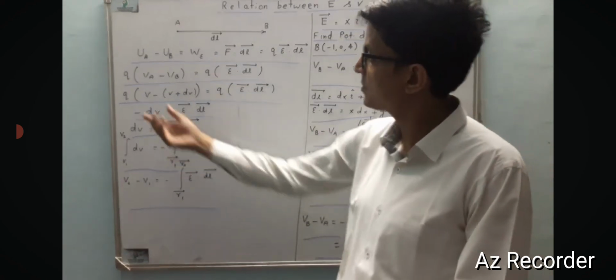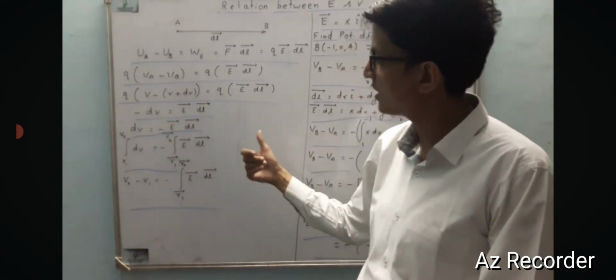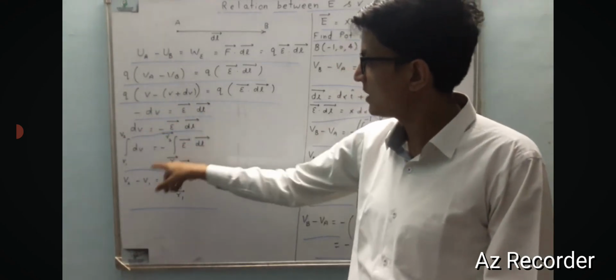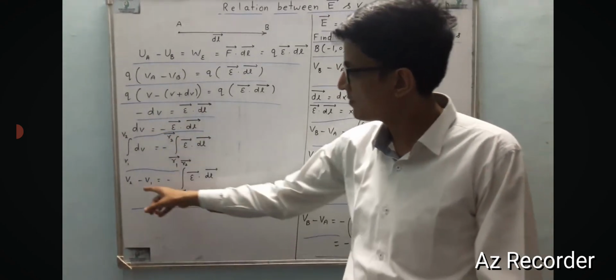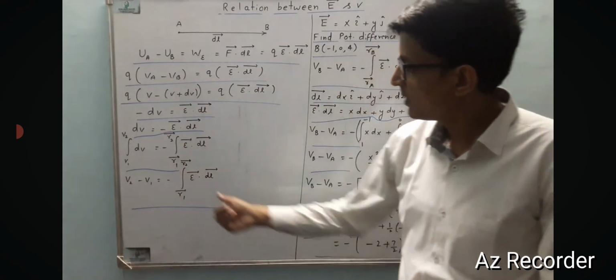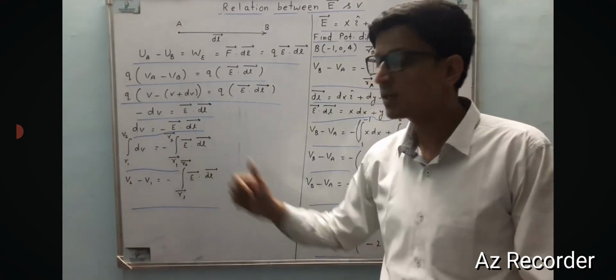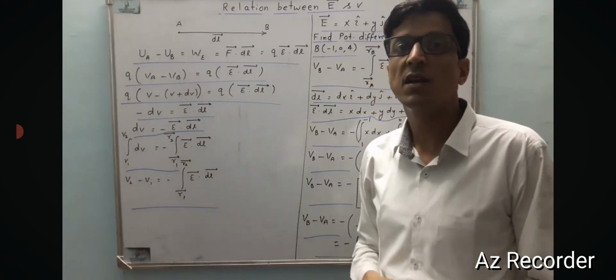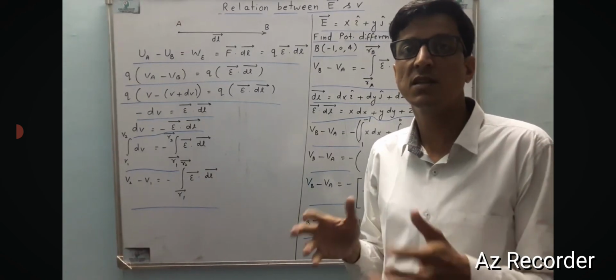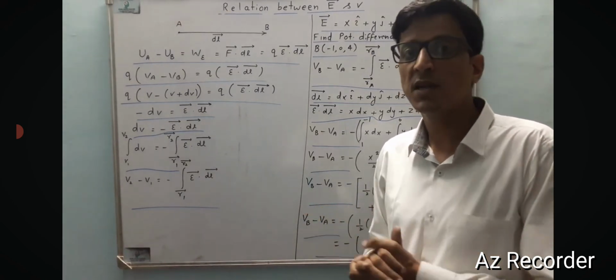So using the expression we have minus dV is E dot dl. So dV is minus of E dot dl, and after substitution we have this relation: V2 minus V1 is minus the integration of E dot dl from position vector r1 to r2. So this is the mathematical relation between potential difference and electric field in space. Now let's implement what we have learned.